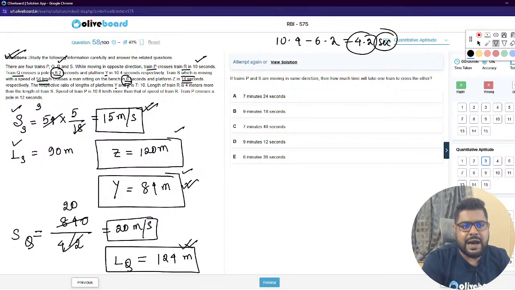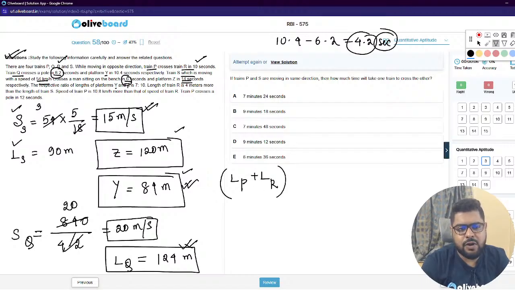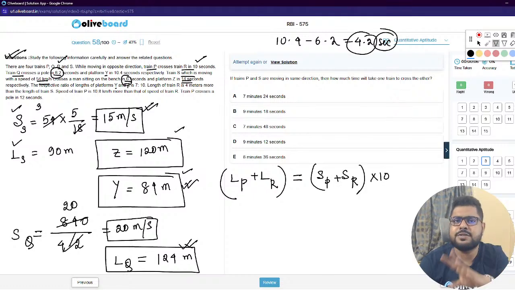Train P crosses R. So P and R is mixed with each other. So P and R we have to figure out. Train P crosses R in 10 seconds, opposite direction. So in order to cross them, train P, LP plus LR, they have to cross the sum of their lengths. This is distance, is speed into time. Speed is what, sir? Opposite direction means speed P plus speed R into 10. Because opposite direction, relative speed will be the sum.